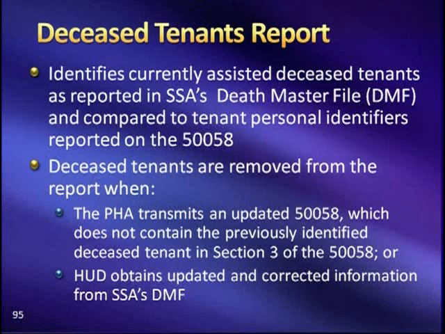However, you want to use your deceased tenants report to identify those individuals, update the family composition if necessary, and do an end of participation transaction. And a lot of times folks want to know, well, when is that deceased tenant removed from the deceased tenants report? And it's removed in one of two ways. Notice that the first way is that you, the housing authority, transmit a HUD form 50058 in which the family composition has been updated to remove that deceased individual, or you've submitted an EOP transaction for the household.